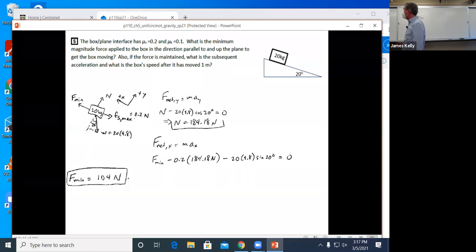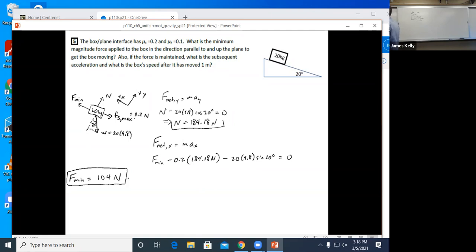Also, now, here's a second part. If that force is maintained after it breaks free, what is the subsequent acceleration, and what's the box's speed after it's moved 1 meter? That sounds like a kinematics problem, 1D kinematics, just for old time's sake.